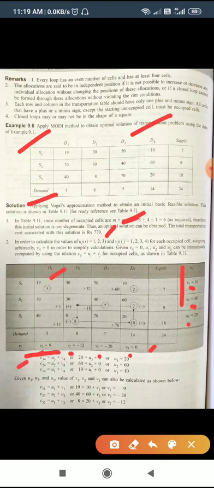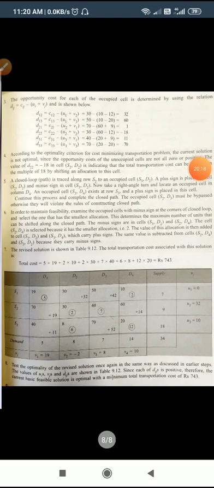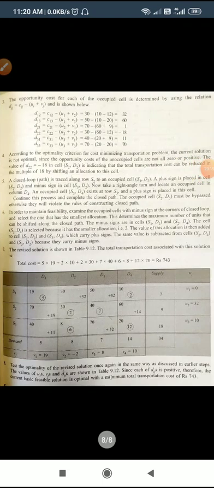Here the occupied cells are these, so all these are occupied cells. We use Cij = ui + vj for these, and find u1, u2, u3 and v1, v2, v3, v4. First of all we find the u1, u2, u3, v1, v2, v3, v4 using this relation, and after finding them we find the opportunity cost.